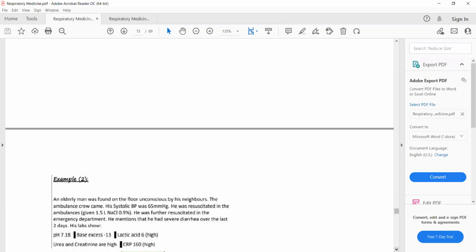Dr. Musharat, you want to ask a question about base excess? Yeah, this minus 14, I could not understand how this is compensatory acidosis.